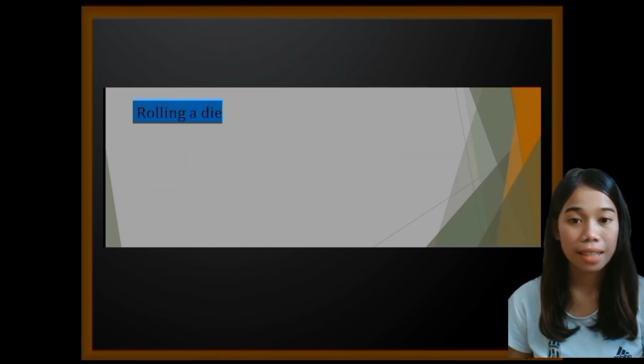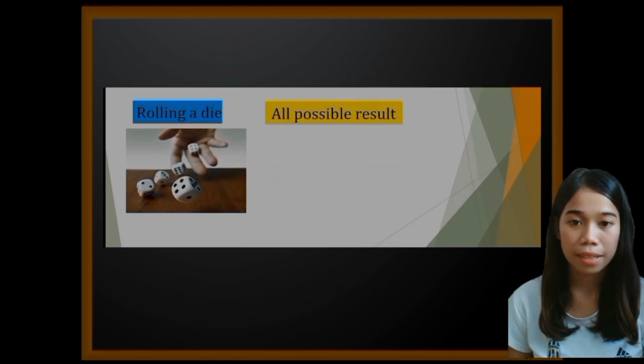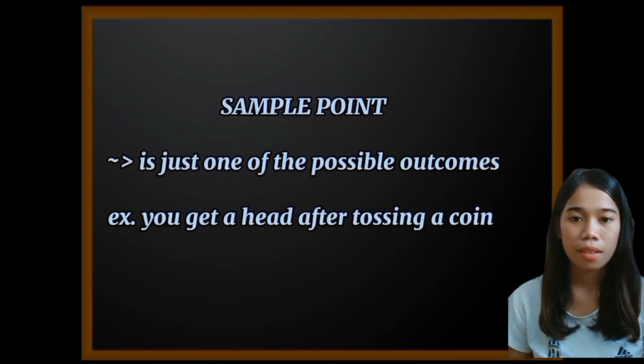Another example is when we are rolling a die. Of course, we list all the possible results of this experiment. So it could be 1, 2, 3, 4, 5, or 6. All the possible results of this experiment are called the sample space. Under sample space, we have sample point. It is just one of the possible outcomes. For example, you get a head after tossing a coin.